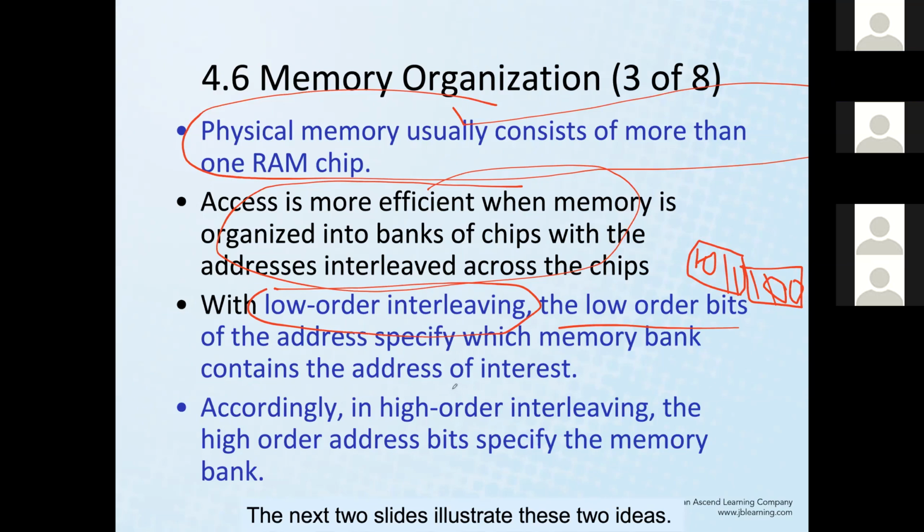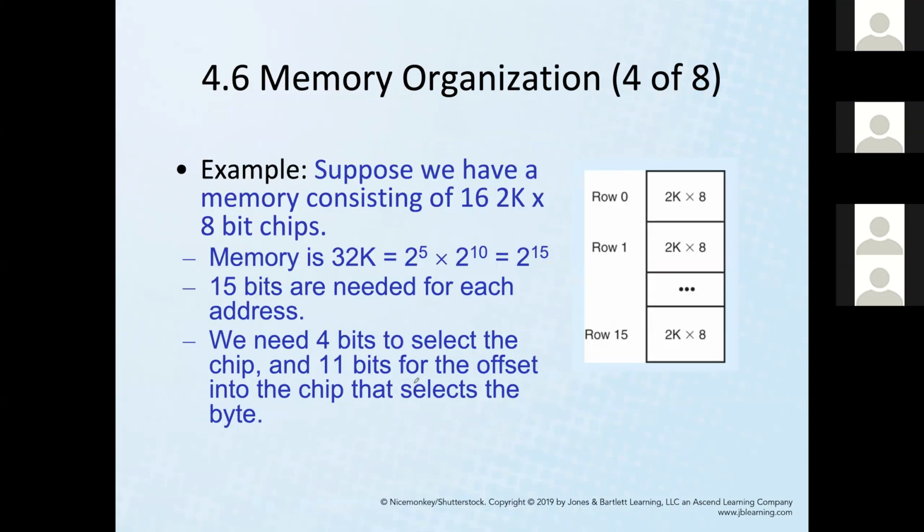And in high order interleaving, the high order address bits specify the memory bank. So just first, let's make sure that we got the point. In low order interleaving, low order bits determine which bank. In high order interleaving, high order address bits specify the memory bank. Okay, we will check some examples. Okay, here is an example. It says that suppose we have a memory consisting of 16 2K times 8 chips.